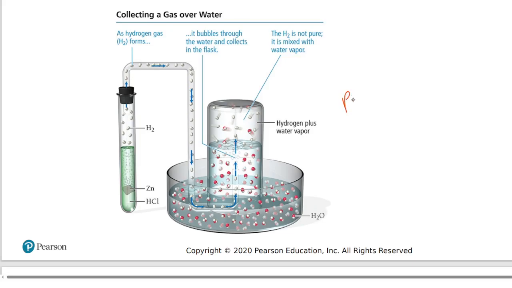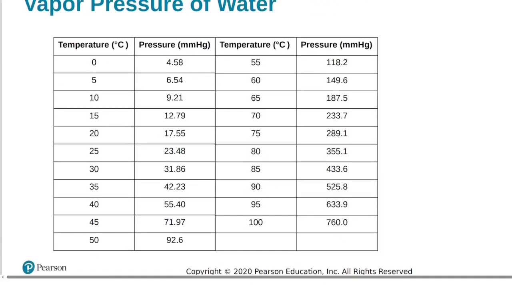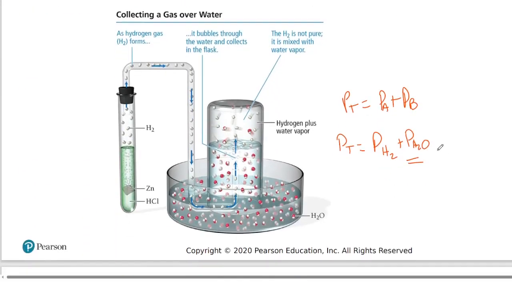So remember, the total pressure of the gas mixture is going to be equal to the partial pressure of each of the components of the mixture. So in other words, the total pressure of this mixture would be equal to the pressure of hydrogen gas plus the pressure due to water. And we can calculate the pressure due to water from that chart we just saw by knowing the temperature. So that's called the partial pressure of the water.